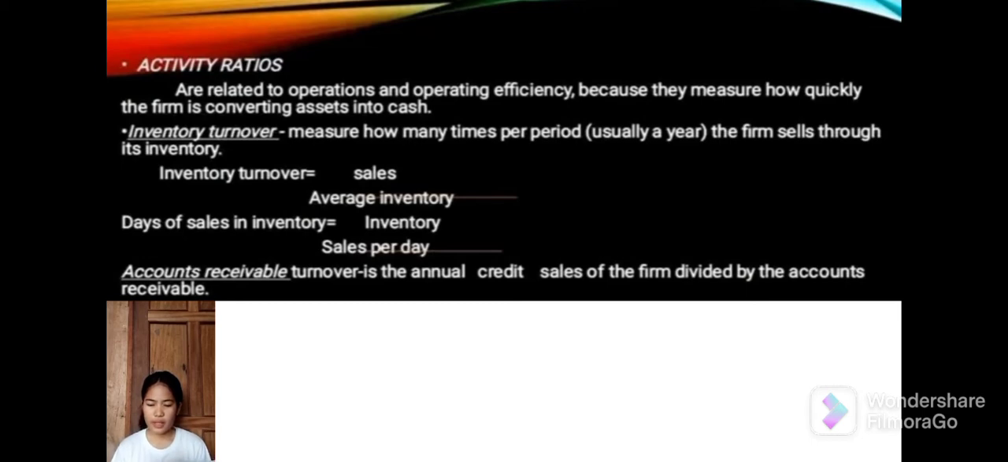Days of sales in inventory equals inventory divided by sales per day. Some businesses may have longer days for stocks to stay before they can be sold out. Others may have quicker or shorter days for inventory turnover.